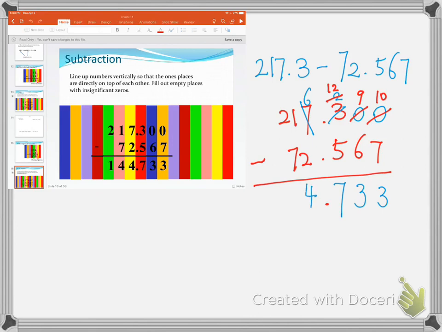And then change 1 to 11 here. And number 2 becomes number 1. 11 minus 7, 4, bring down 1. So the answer is 144.733. So the most important thing again is this vertical line of decimal points. So you make this line first, and then put numbers before and after that, and then subtract without decimal points.